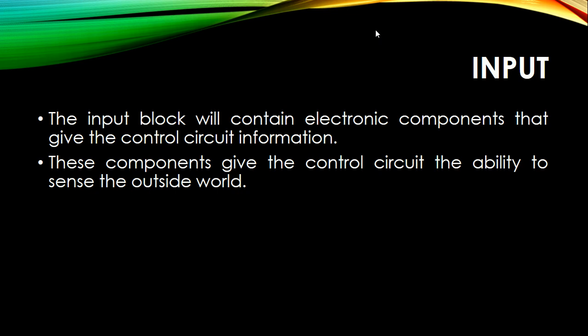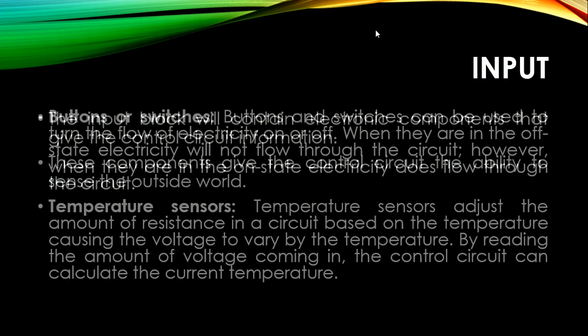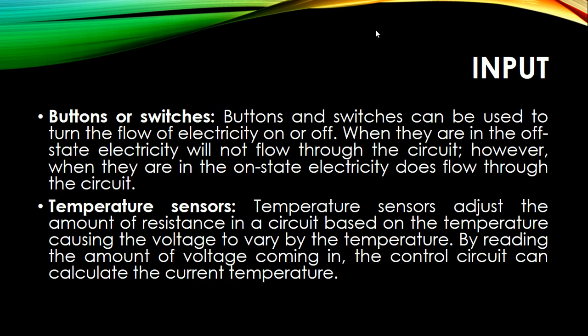Next, we have the input. The input block will contain electronic components that give the control circuit information. The input block provides data that is to be processed by the control circuit. These components give the control circuit the ability to sense the outside world. We have these types of examples for input. First, buttons or switches. Buttons and switches can be used to turn the flow of electricity on or off. When they are in the off state, the electricity will not flow through the circuit. However, when they are in the on state, electricity does flow through the circuit.